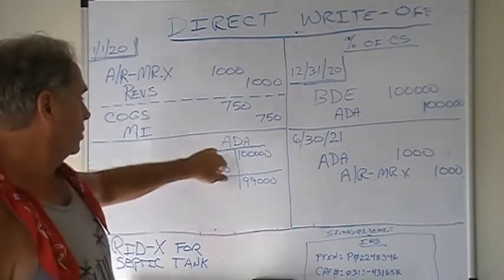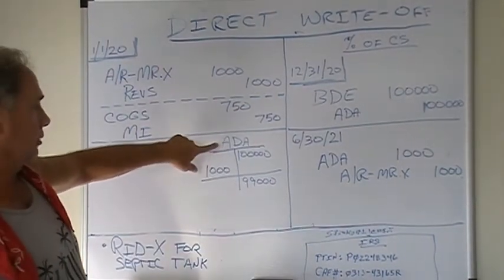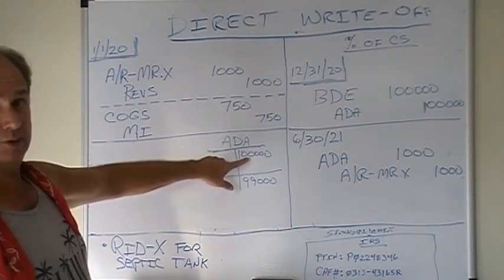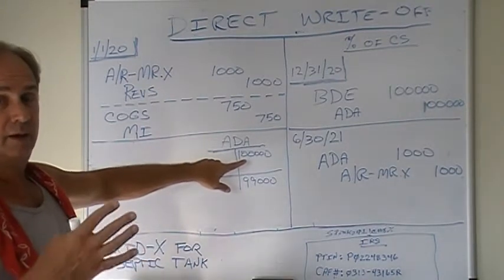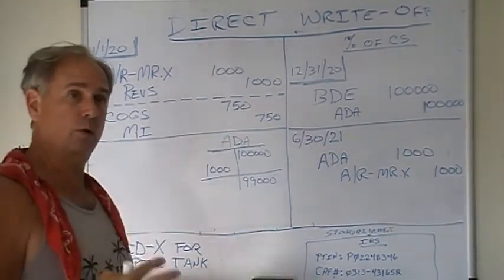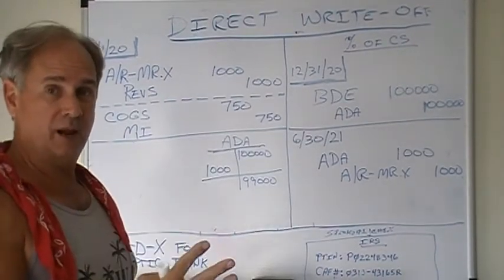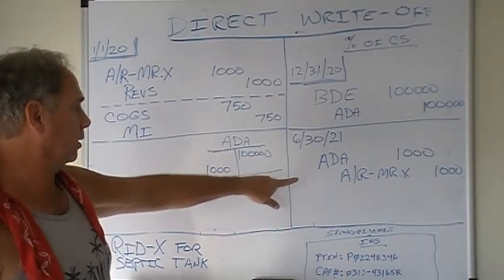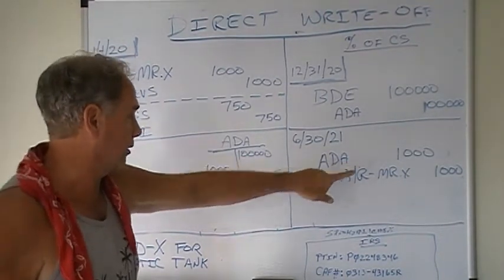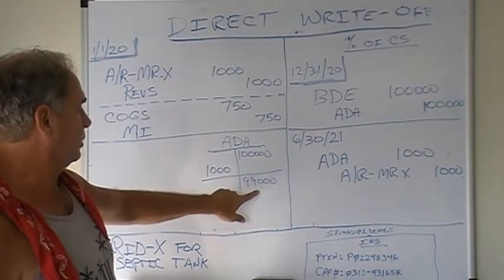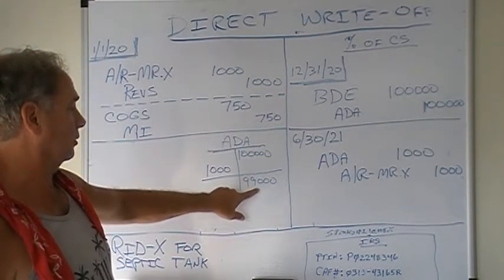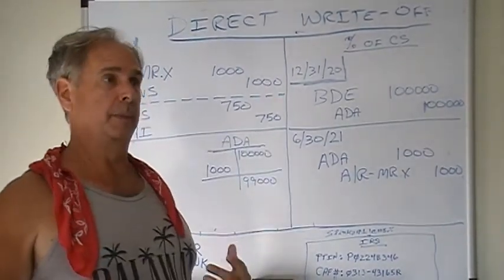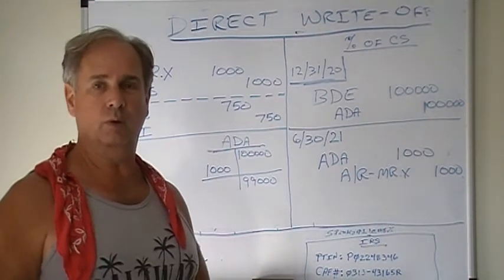Now, what I've done essentially, it's right here, is your allowance for doubtful accounts. This is when on December 31st I credited it for $100,000. Like I said, it is a contra asset account, so it's going to be a normal credit balance account. And on June 30th, 2021, I debited the allowance for doubtful accounts for $1,000. So that's that entry there. That gives me a net of $99,000. That's $99,000 of, sort of think of it as a pool or a reservoir.